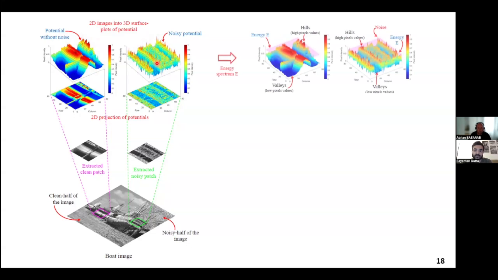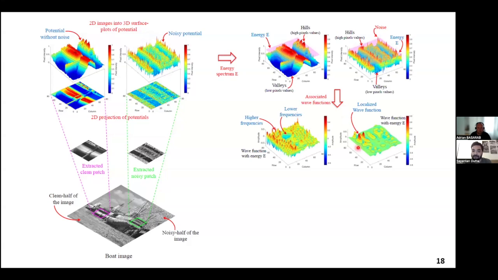Now, if we solve the Schrodinger equation for an energy level E, the same energy level for these two cases, we get the respective wave functions. This is the wave function for the clean one, and this is for the noisy one.